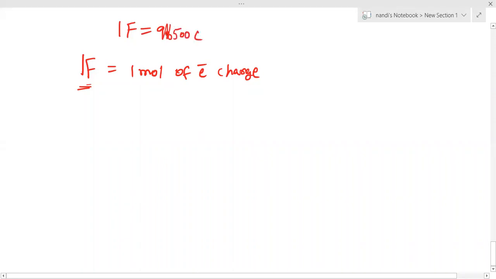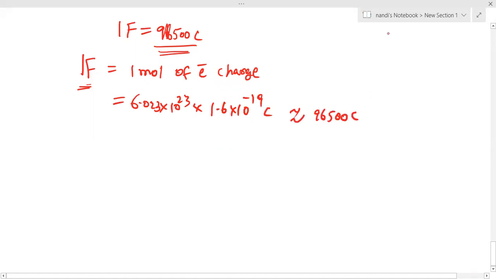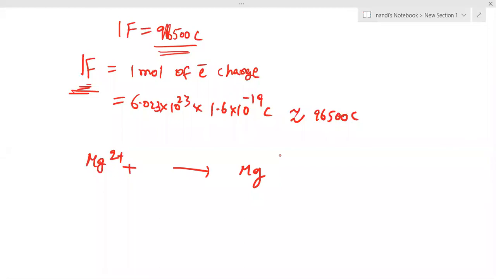How did we get this 96500 coulombs? I'm explaining. 1 mole of electron charge. 1 mole means 6.023 into 10 power 23. Charge of an electron is 1.6 into 10 power minus 19 coulombs. This is approximately 96500 coulombs. Yesterday you calculated it. Suppose Mg2+: how many moles of electrons are required to discharge that magnesium?